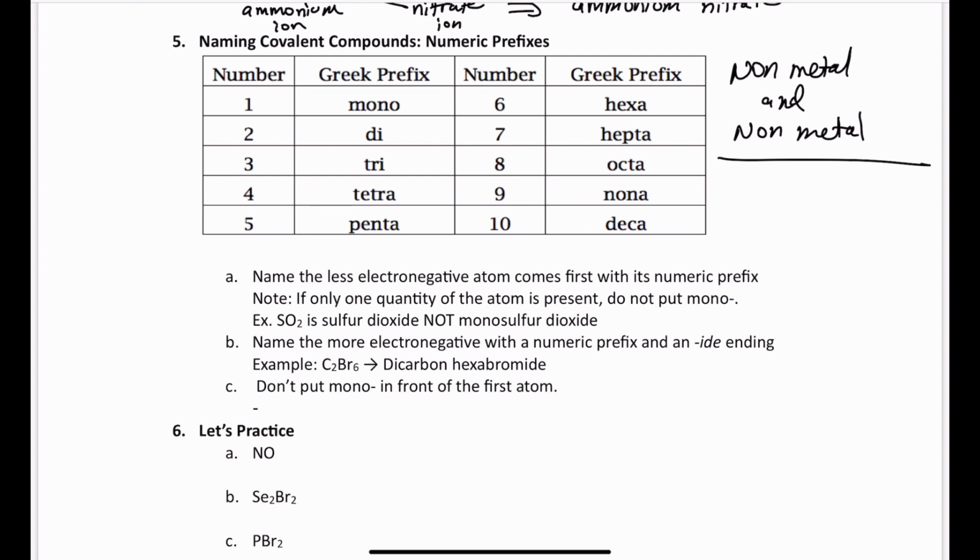And then the second element, because this is going to be binary, so there's always going to be 2 nonmetals. The second nonmetal gets a prefix again. Even if it's 1, we put the mono. And then we have the name of the element with the ide suffix. So name the more electronegative with a numeric prefix and an ide ending. So this one would be dicarbon. And then what's the prefix for 6? 6 is hexa. And so we name this as bromide. Dicarbon hexabromide.